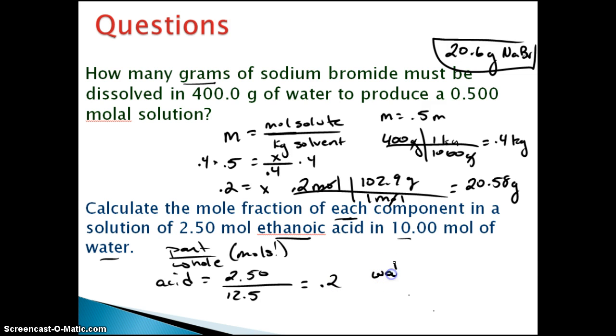And then we do the same thing for water. We're going to put the part of the solution that is water, which is 10 moles, over the whole solution, which again is all of the moles added together, so 12.5. And that comes out to be 0.8. Again, you can always double check that you've done these correctly, because the mole fractions of all components should add up to 1, because they're essentially percents, just a part of the whole. So we get 0.2 as our mole fraction for the acid and 0.8 as our mole fraction for the water.